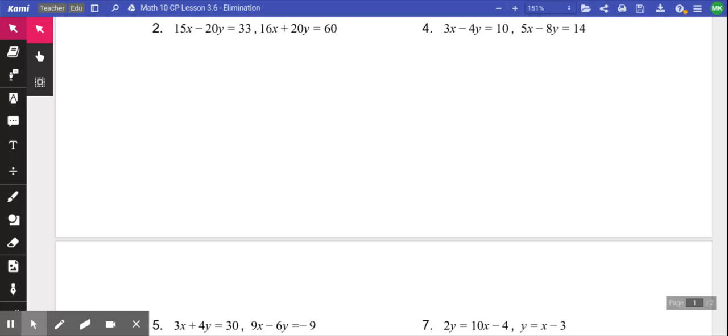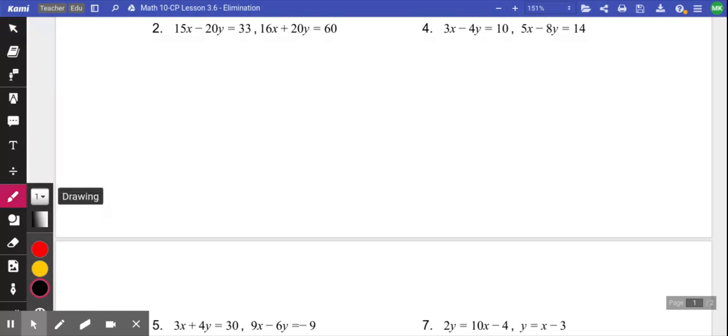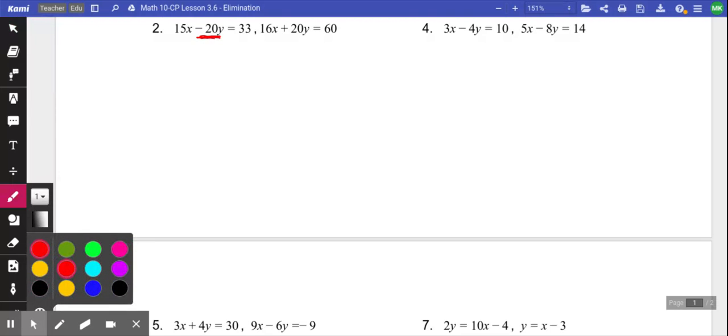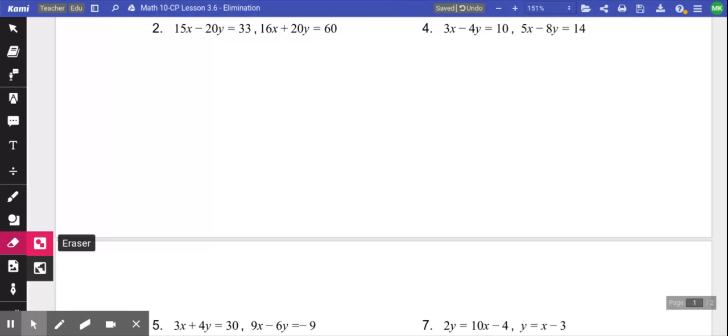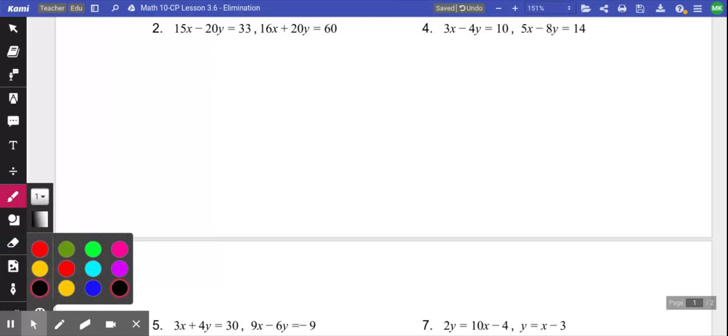Now you need to make sure one of the coefficients is the same. If you look, the y's are the same. That's good. The x's are different this time. That's okay. You only need one to be the same. If you have it set up properly, you then can write one underneath the other one. So I'm going to write the second equation underneath the first equation. Setup is very important for elimination.